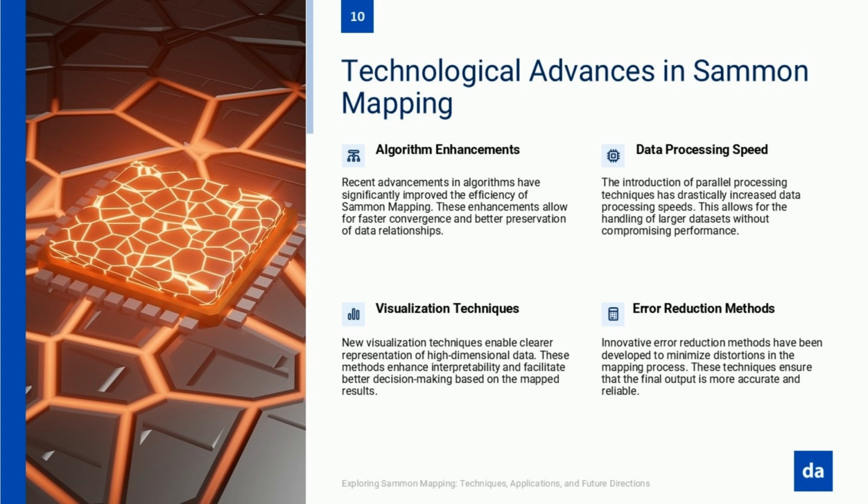The future of Sammon mapping is exciting, but challenges remain. Can we make it even more scalable? Can we develop automated tuning methods to optimize its parameters dynamically? Those are the frontiers that researchers are pushing toward. So, what's next? What hurdles still need to be overcome for Sammon mapping to reach its full potential? That's exactly what we'll tackle in the next section.